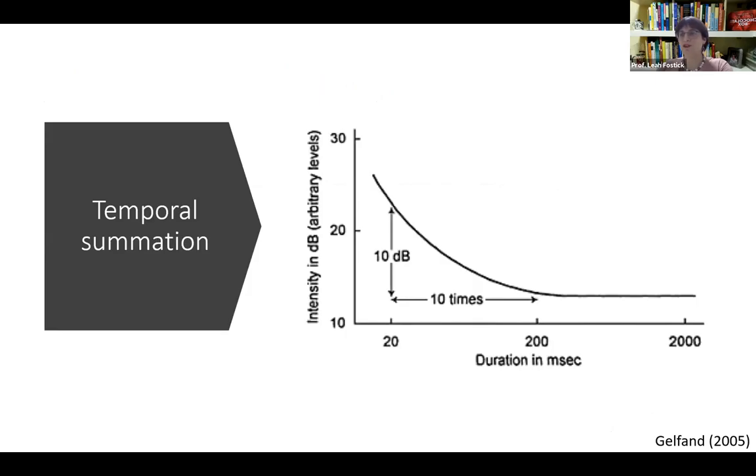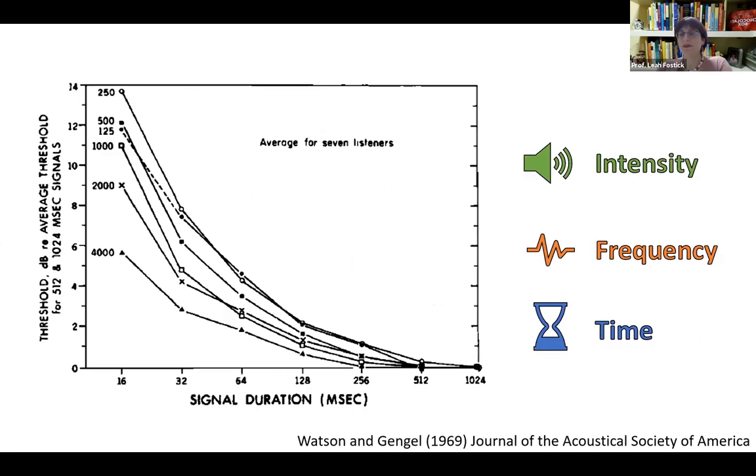Thresholds of auditory nerve fibers and auditory neurons are commonly specified in terms of sound pressure level. However, they are dependent on time domain. The sound pressure required for detection decreases with increasing stimulus duration, suggesting that the auditory system integrates sound over time. You can see in this demonstration by Gelfand that the intensity required for detecting a sound decreases with increasing sound duration. Moreover, the changes in intensity and duration are proportional. Indeed, studies show, and this is an example from a study by Watson and Gengel, that the detection thresholds decrease with increase in sound duration, meaning that the intensity required decreases when the signal has more time.